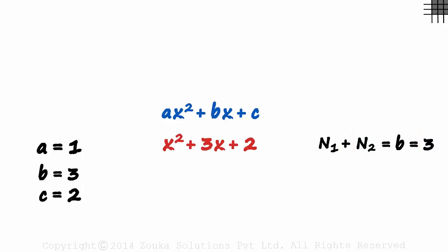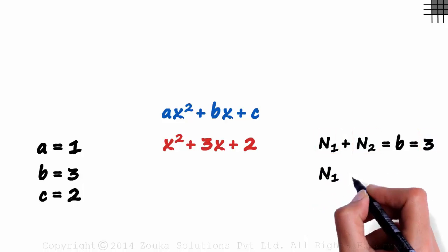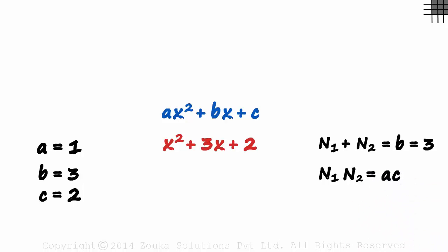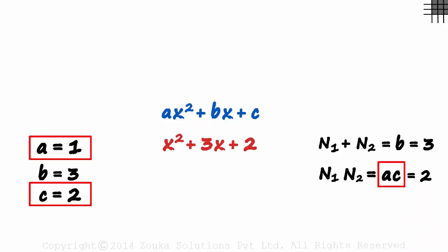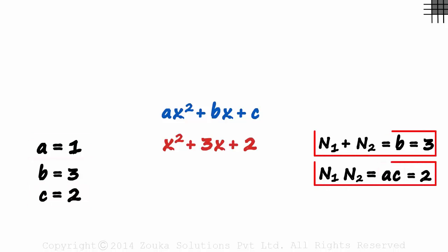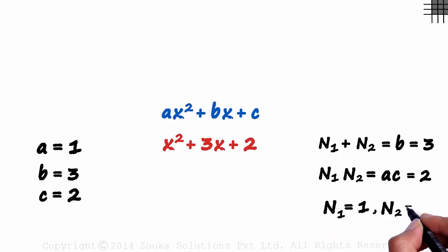And the next condition says that the product of the two numbers should equal the product of a and c. As a is 1 and c is 2, this product will equal 2. That's it. Only these two conditions. Which two numbers do you think would satisfy these two conditions? If you would have tried a few combinations, you would have got the two numbers as 1 and 2.